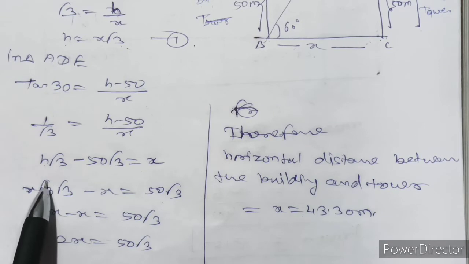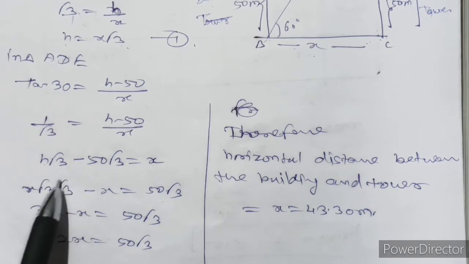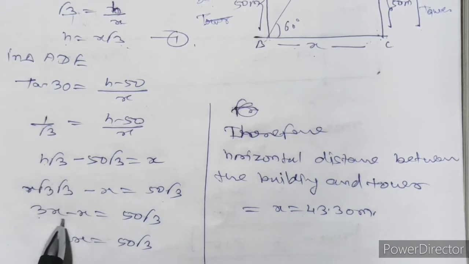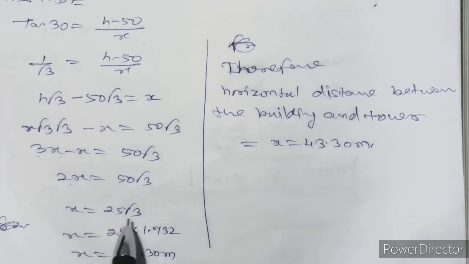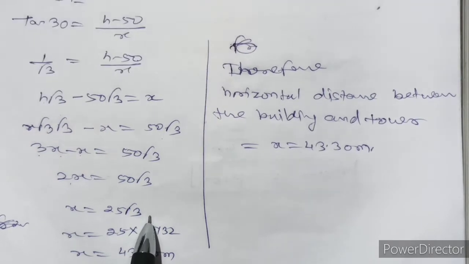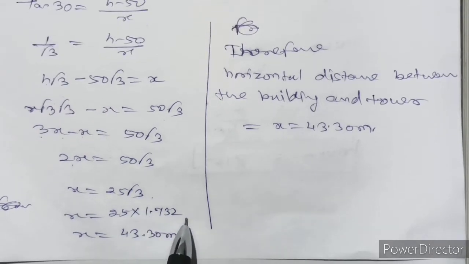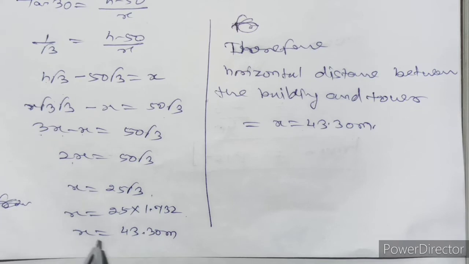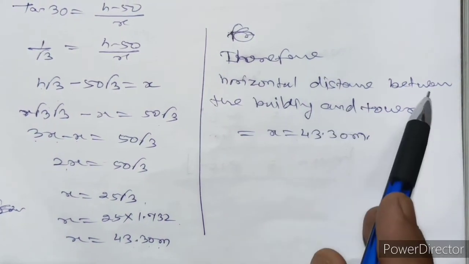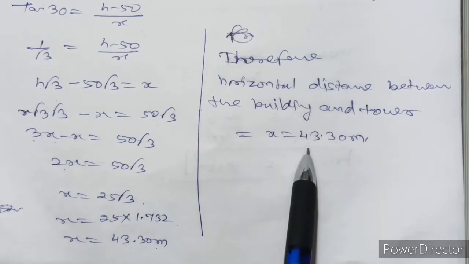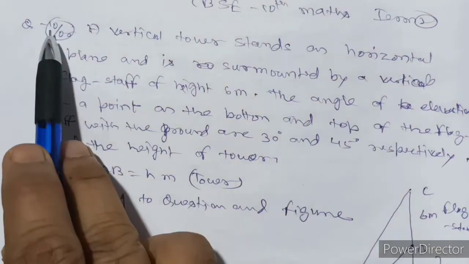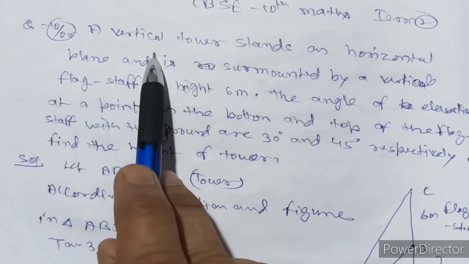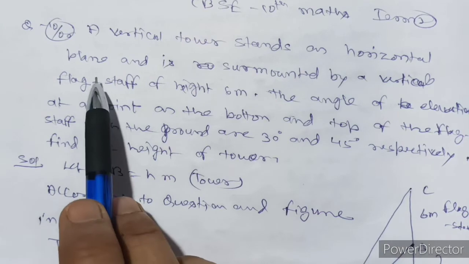X root 3 times X root 3 gives 3. So 3x minus x is equal to 2x, dividing by 2 you get 25 root 3. Putting the value of root 3 as 1.732, the complete answer is 43.30. That means the horizontal distance between the building and the tower is equal to 43.30 meter.